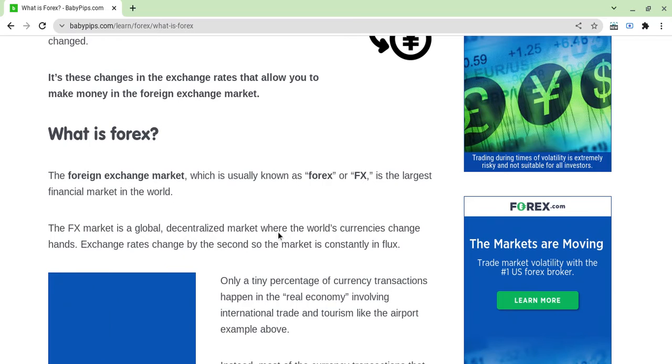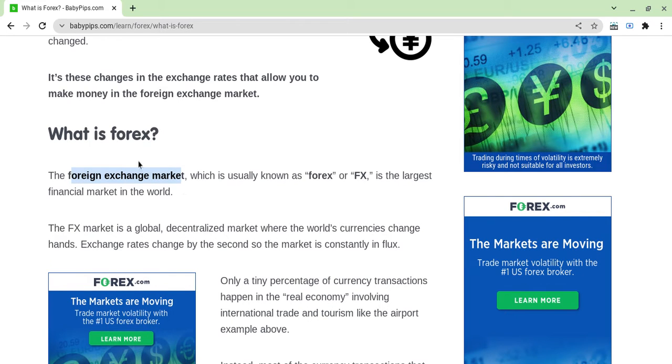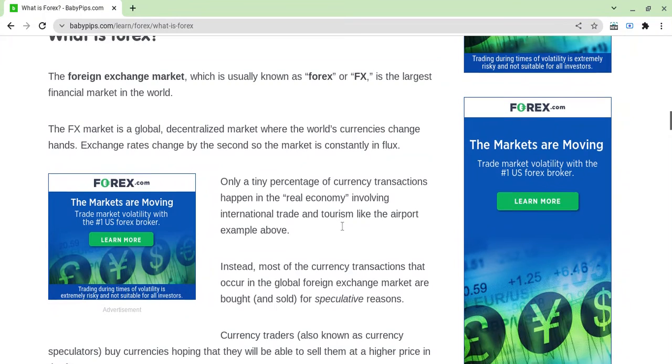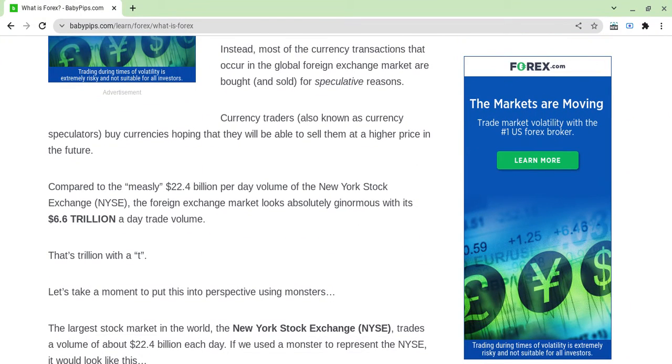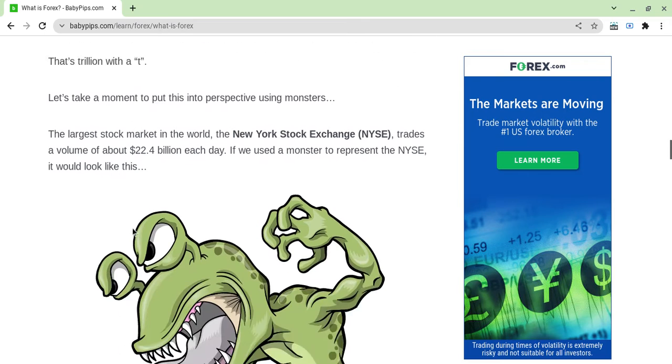And again, what is Forex? It's the foreign exchange market. You'll also see it written as FX, and it is the largest financial market in the world. Just so you know, it is much, much bigger than the New York Stock Exchange, which has a $22.4 billion per day volume, while the foreign exchange market has a $6.6 trillion per day volume. So you are in a much bigger marketplace in the Forex market than you are in the stock market.